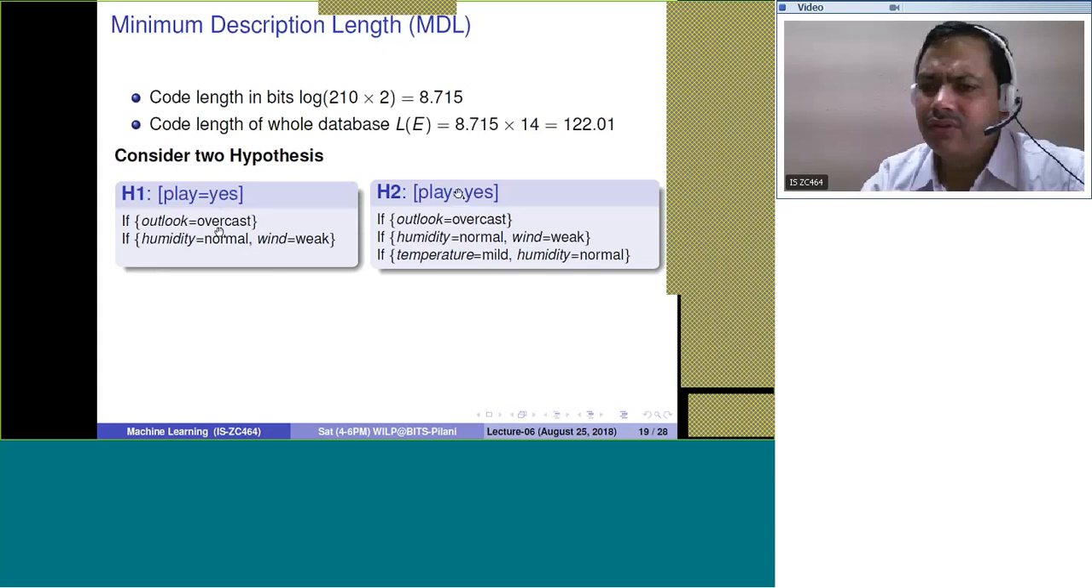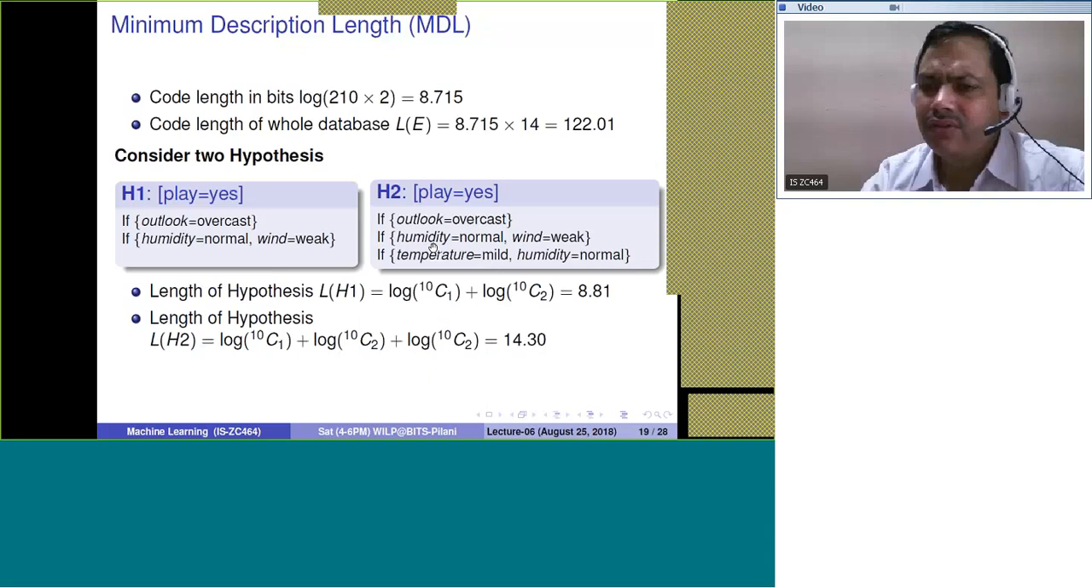This is another hypothesis, that is three rules. Outlook is equal to overcast, you say yes. Humidity is equal to normal and wind is equal to weak, you say yes. Temperature is equal to mild and humidity is equal to normal, you say yes. If any of them is satisfied, you say yes. Otherwise, you say no. What is the length of the first hypothesis?